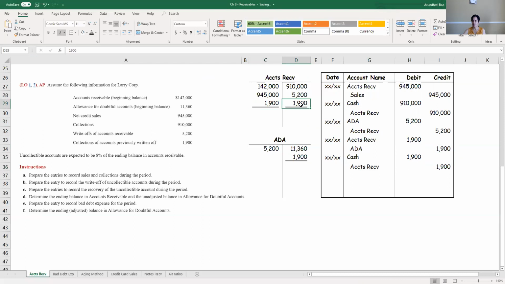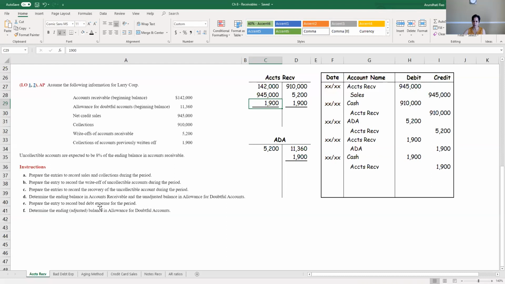So before crediting accounts receivable, I had to debit it because I had taken it off my books. They were previously written off. That's why I had to bring it back into my books, and then I take it off my books because I actually got cash.